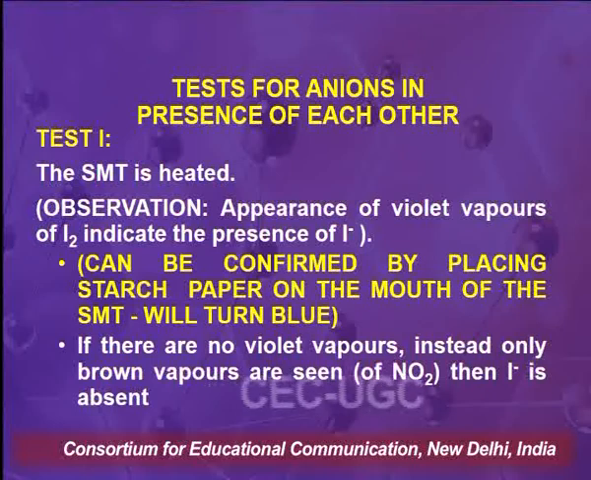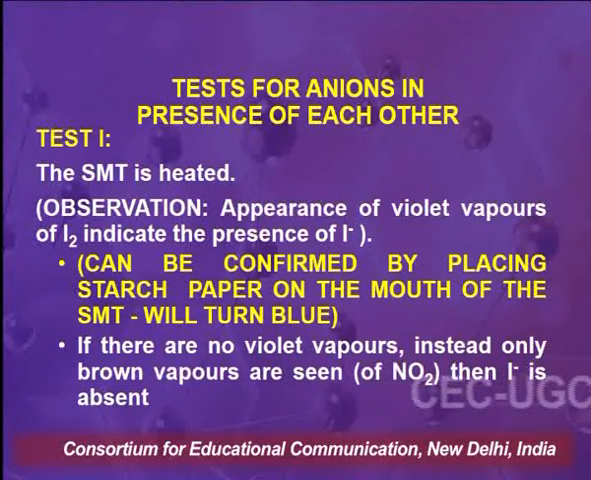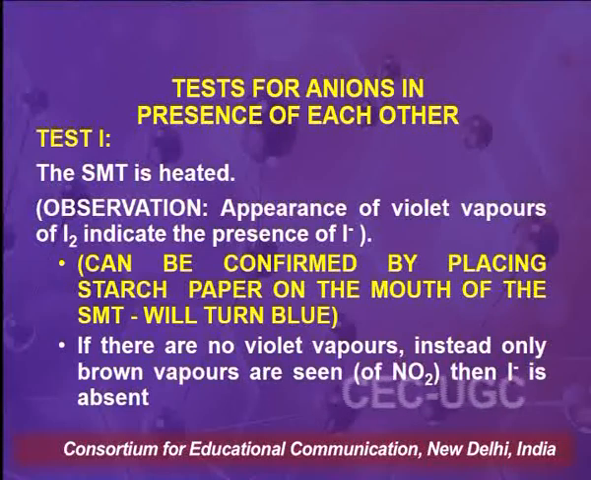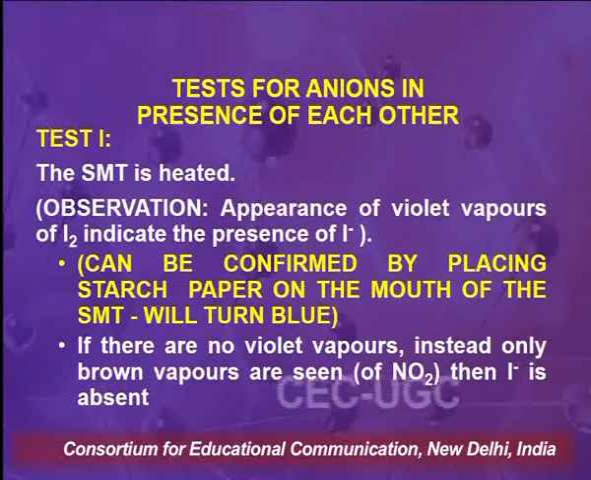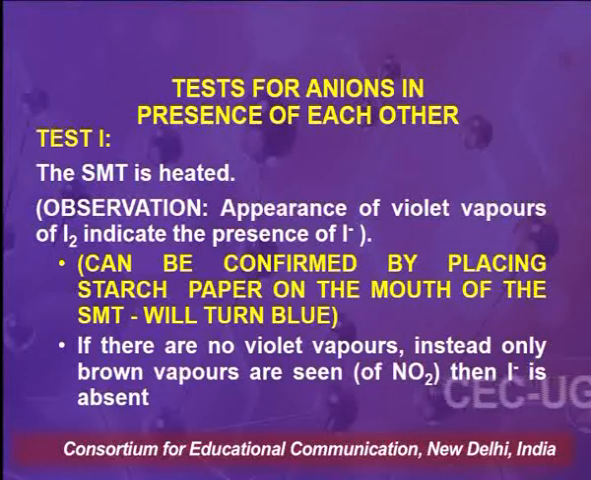This can further be confirmed by placing starch paper, or a filter paper dipped in starch solution, on the mouth of the semi-micro test tube. This paper will turn blue, since iodine will react with starch to produce a starch iodine complex which is blue in color and will confirm the presence of iodide ions. If there are no violet vapors, and instead only brown vapors are seen upon the addition of sodium nitrite, then iodide ions are absent.